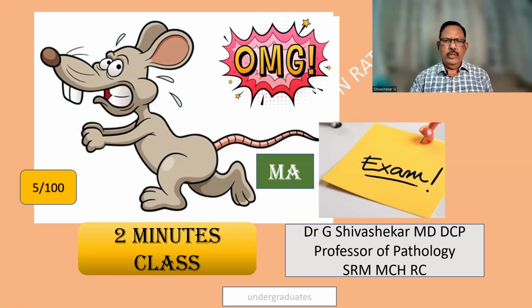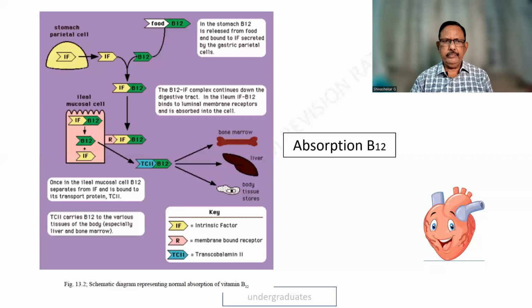We move on to the next exam class, class 5. This is about megaloblastic anemia, part 1.